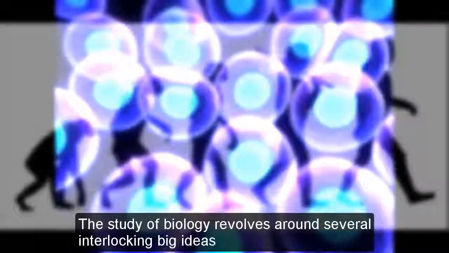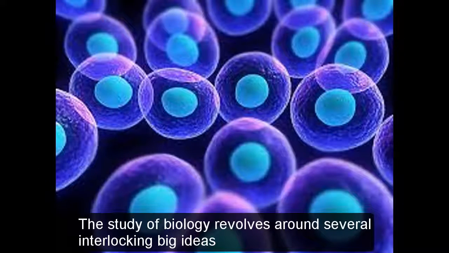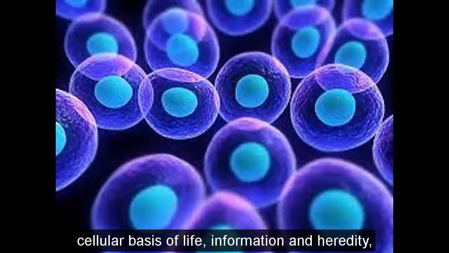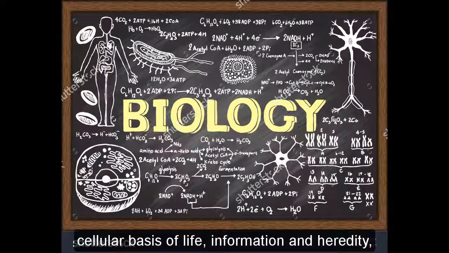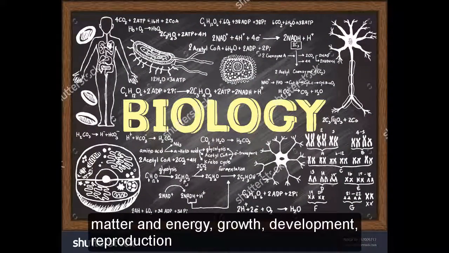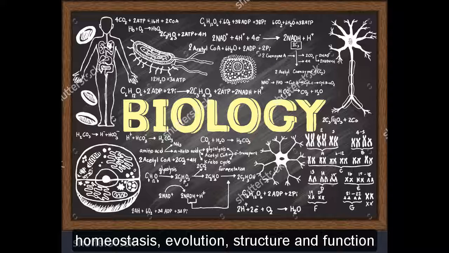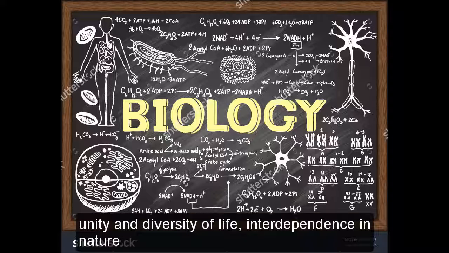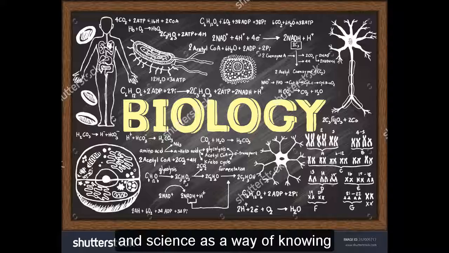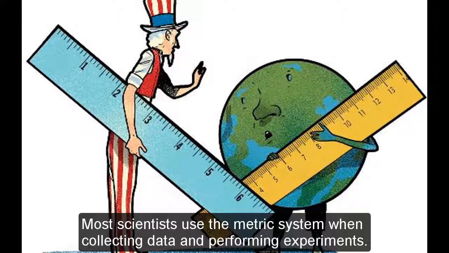The study of biology revolves around several interlocking big ideas: cellular basis of life, information and heredity, matter and energy, growth, development and reproduction, homeostasis, evolution, structure and function, unity and diversity of life, interdependence in nature, and science as a way of knowing. Most scientists use the metric system when collecting data and performing experiments.